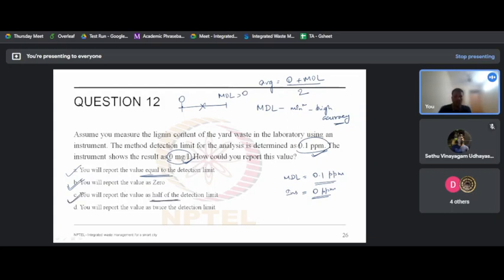There is no point in going as twice the detection limit, because going closer to the detection limit is better rather than being above it, because we know that the value is below it. It can be something between 0 and 0.1, but it definitely won't be twice the detection limit. So D is incorrect. So we have the correct options as A, B, and C.